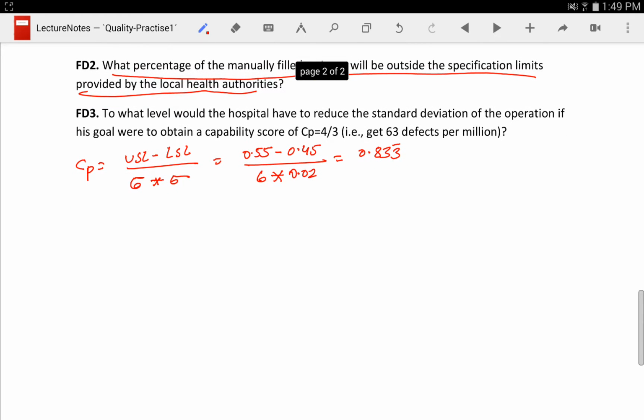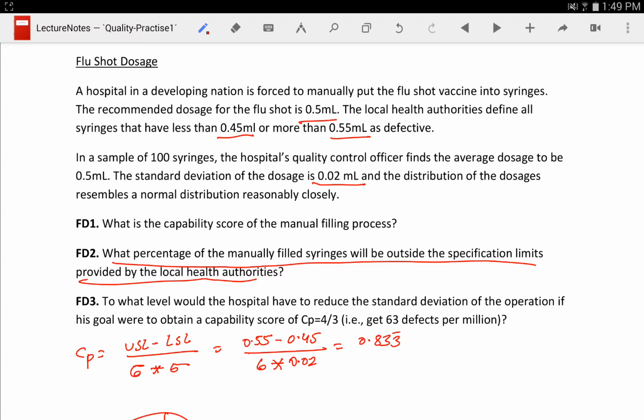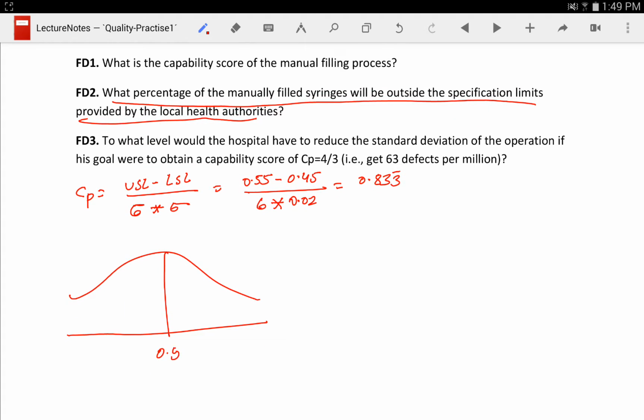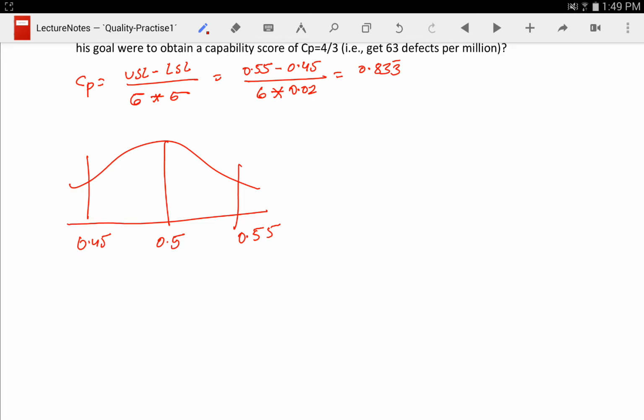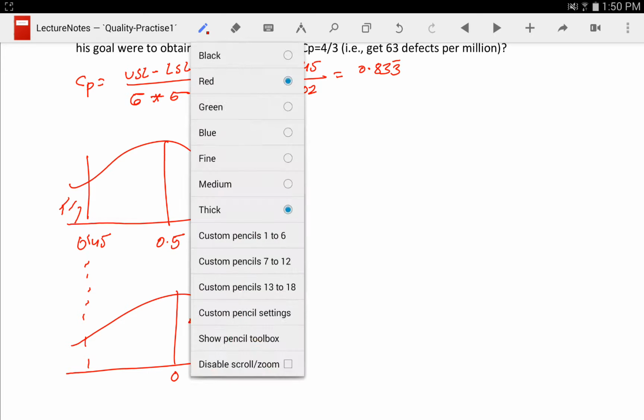Well, the next question is, what percentage of the items is outside the specification limits? This takes us back to the previous chapter, where we have the mean. The mean is 0.5. The upper limit is 0.55. The lower is 0.45. The question is, what is right of 0.55 and what is left of 0.45? We need to find the equivalent of these in the standard normal.